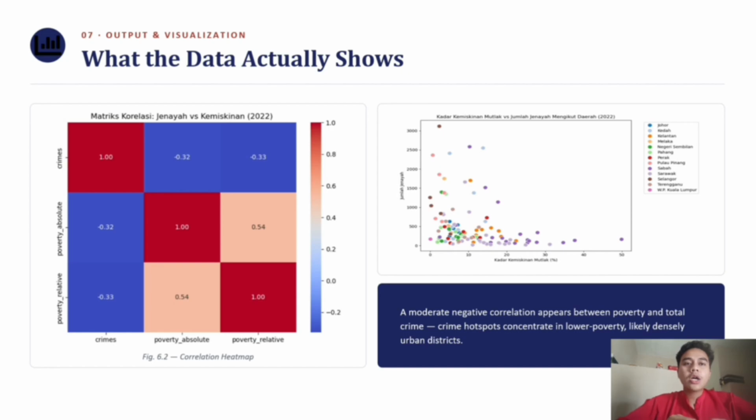On the left, this is our correlation heat map. It shows a moderate negative correlation between poverty rates and total crime count, meaning districts with higher poverty don't necessarily have the highest crime numbers. On the right, our scatter plot supports this. It shows that major crime hotspots are actually concentrated in districts with lower absolute poverty percentage, which are likely more populated urban areas. So, to conclude, this early exploration already hints that poverty alone might not be the main driver of crime, which leads us into our model results.